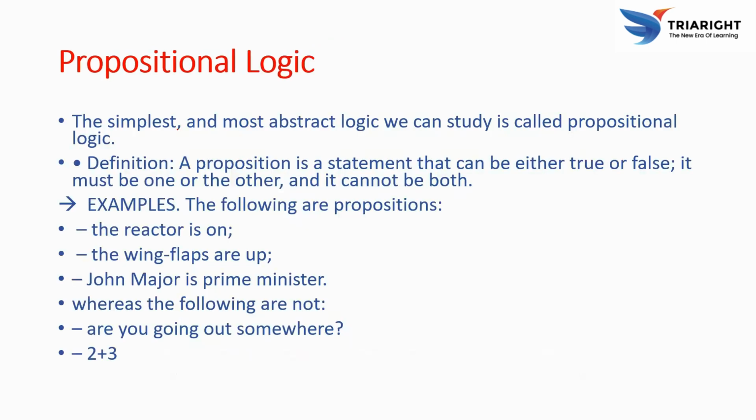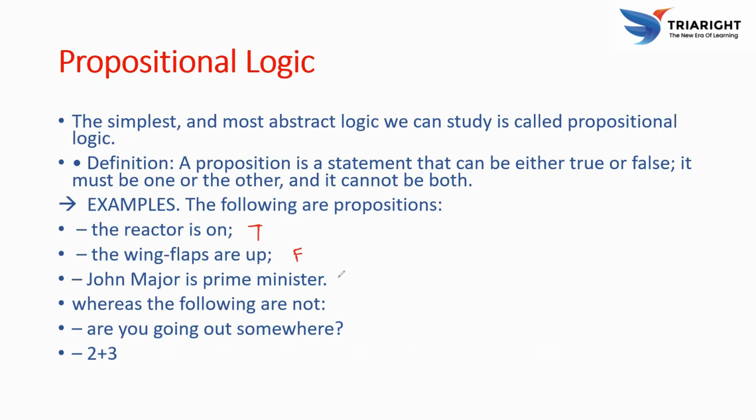The simplest and most abstract logic we can study is called propositional logic. Definition: a proposition is a statement that can be either true or false. It must be one or the other, and it cannot be both. Example: the reactor is on. Here we consider it true because the reactor is on. The wind flaps are up, so it is false.